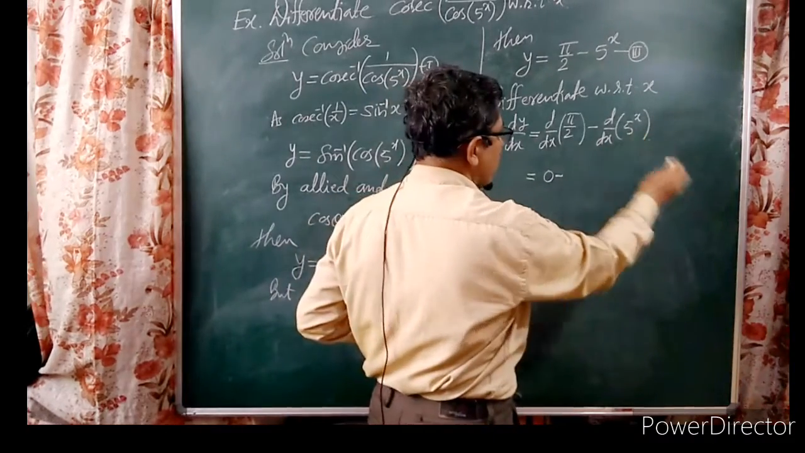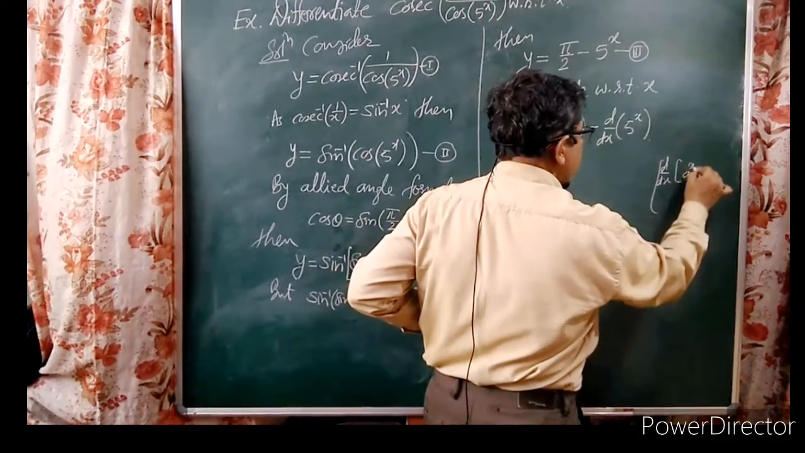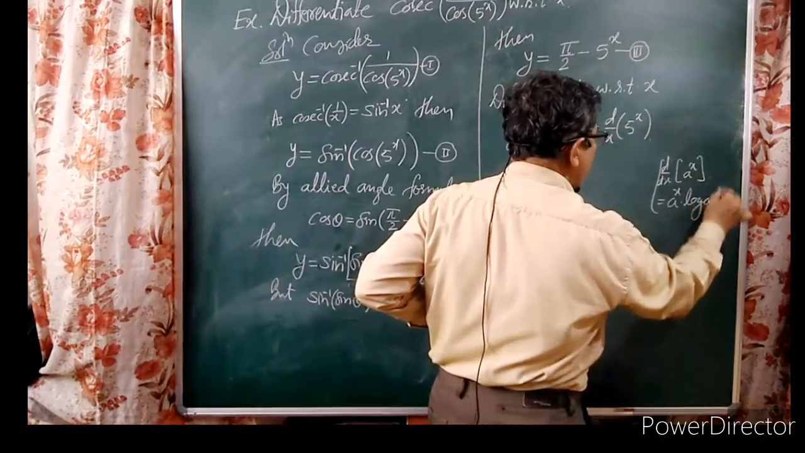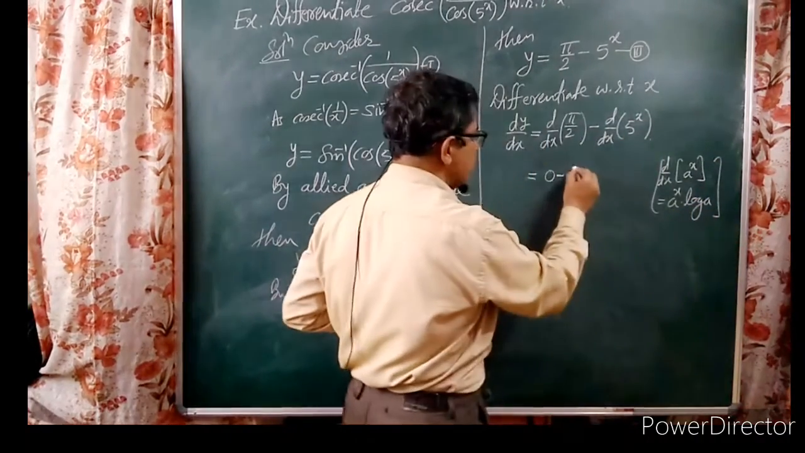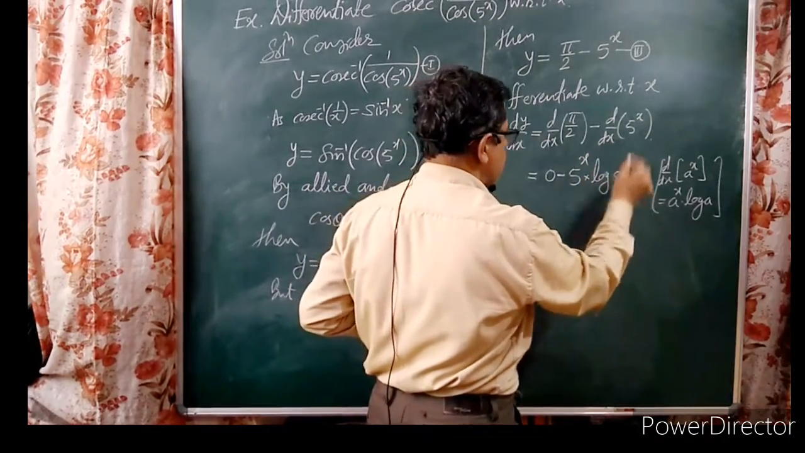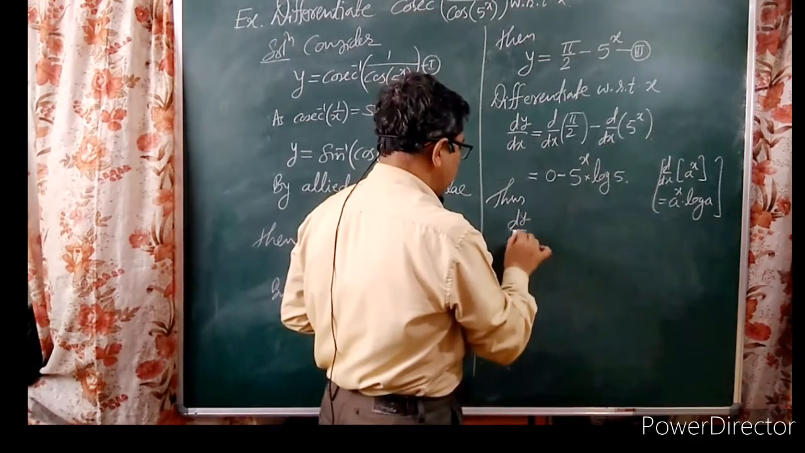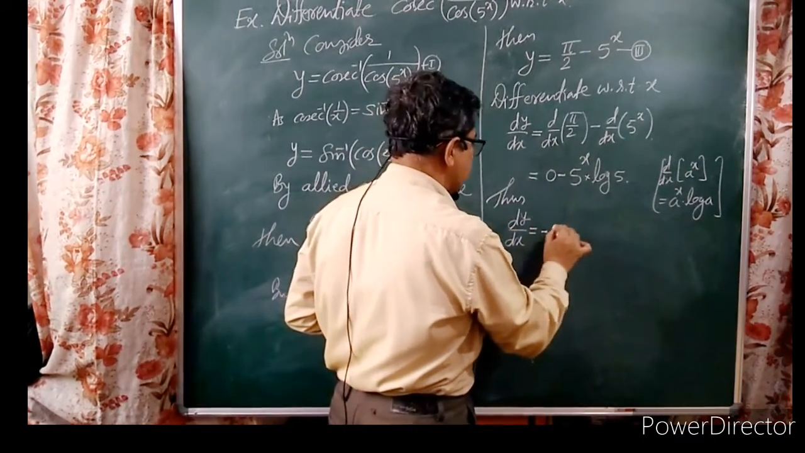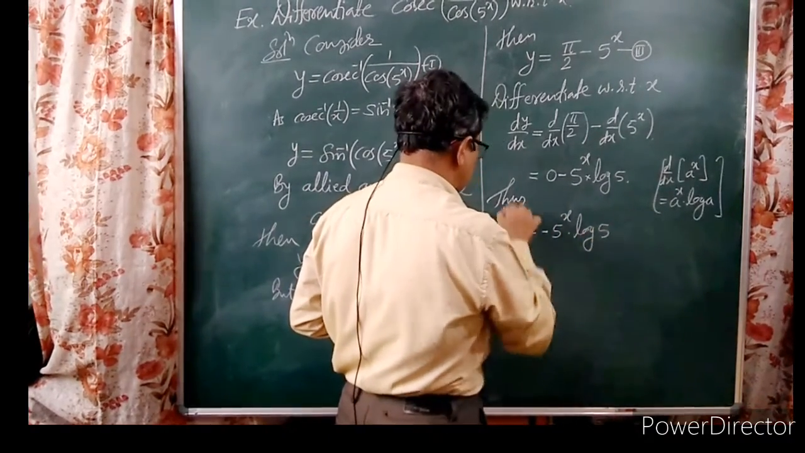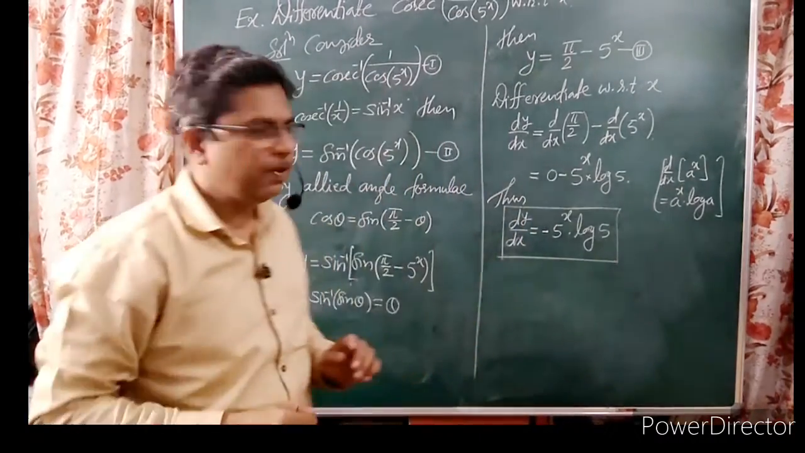We will use the formula for a raised to x. d by dx of a raised to x is a raised to x into log a, and here the value of a is 5, so it is 5 raised to x into log of 5. And thus we are getting dy by dx is equal to minus 5 raised to x into log 5. This is the answer.